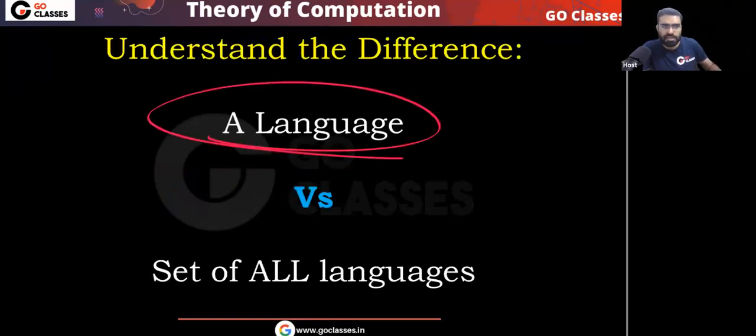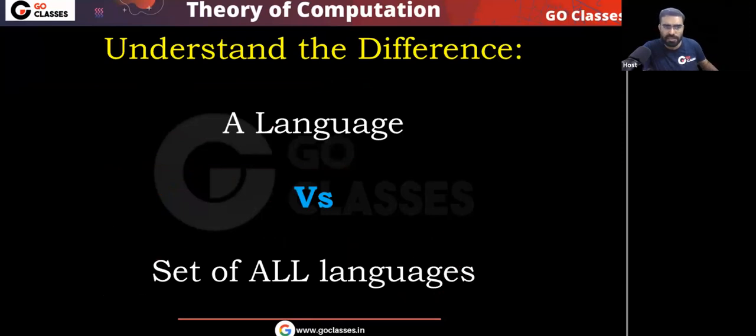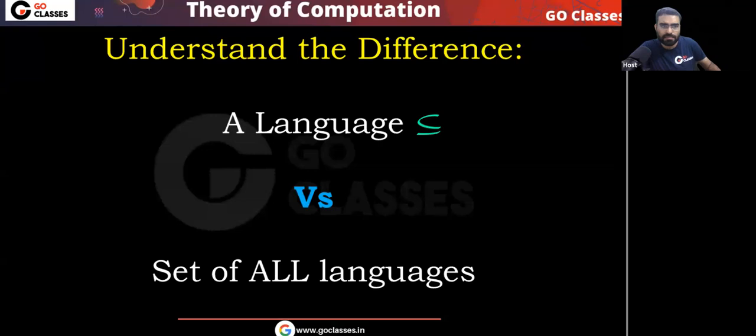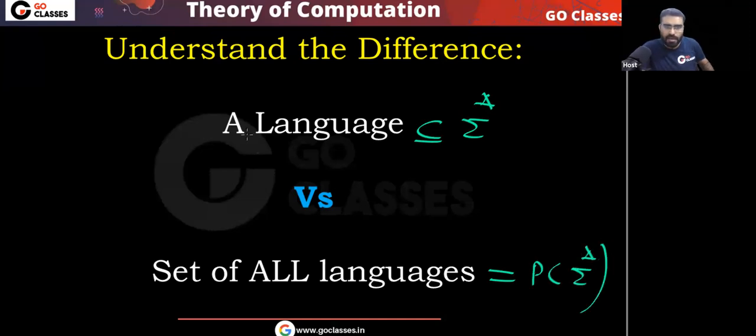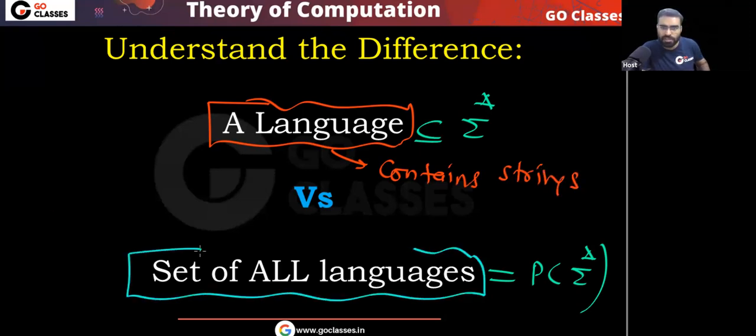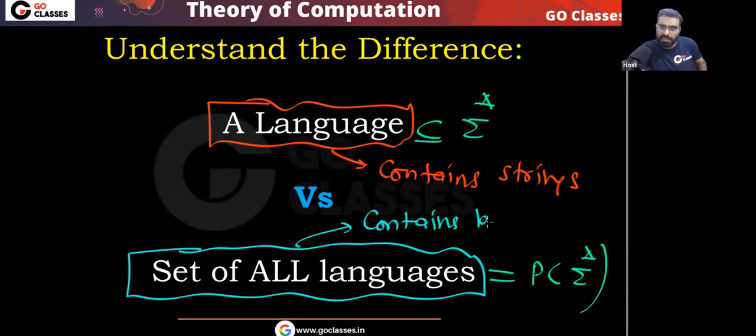So this difference you have to understand. A language and the set of all languages. Is this difference clear? A language is a subset of sigma star, and the set of all languages is the power set of sigma star. A language contains strings. Yes or no? And what does the other contain? Tell me. This contains languages. So this is the idea.